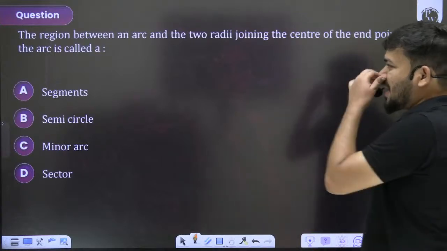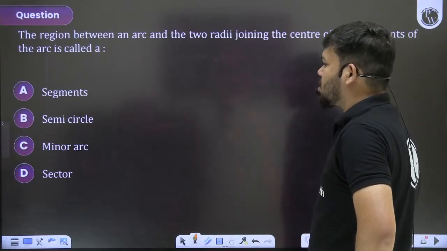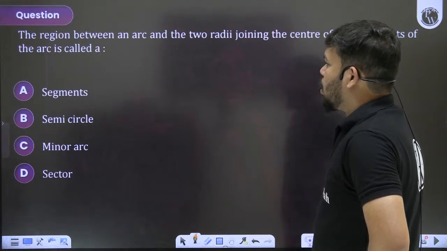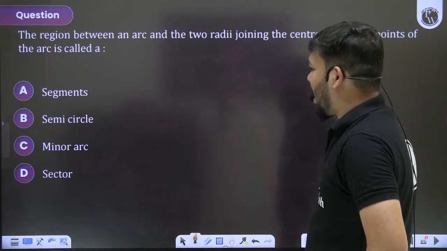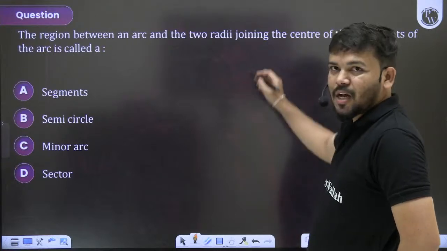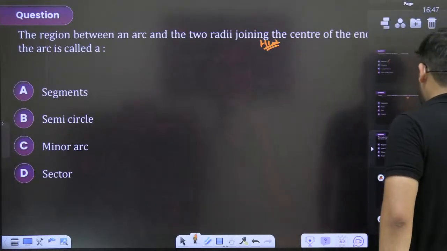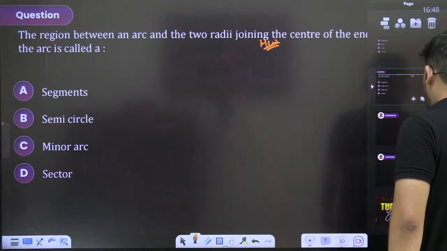And next one, the region between an arc and the two radii joining the center and the two endpoints is called a what? Right? So the region between the arc and two radii is nothing but a sector. Let me know your answer in the comment section. And that's it about the circle.